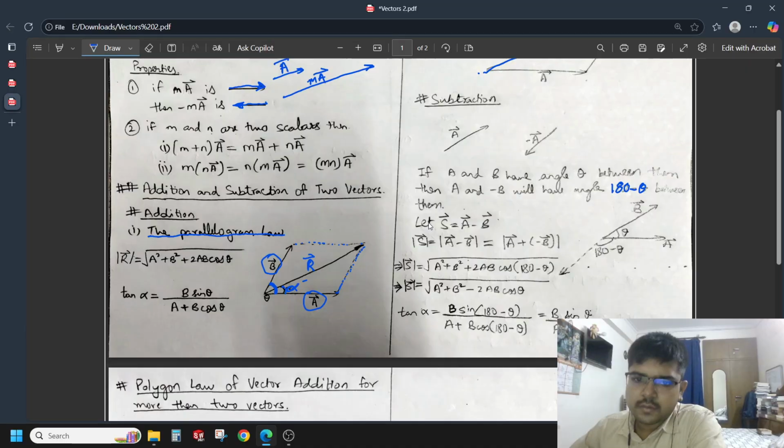So let S equal A vector minus B vector, then mod S is equal to the magnitude of A vector minus B vector, that is equal to A vector plus negative of B vector. So suppose this is vector A, this is vector B, then A minus B will be in this direction. That is 180 minus theta.